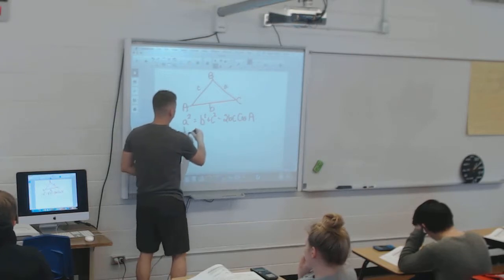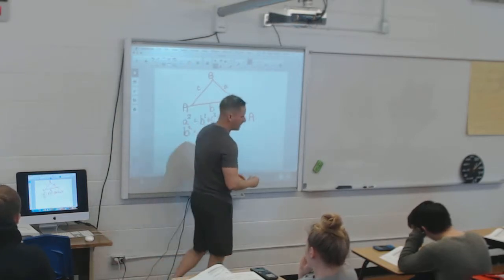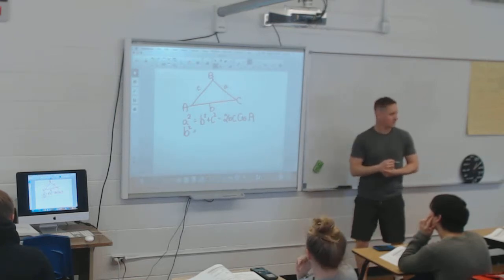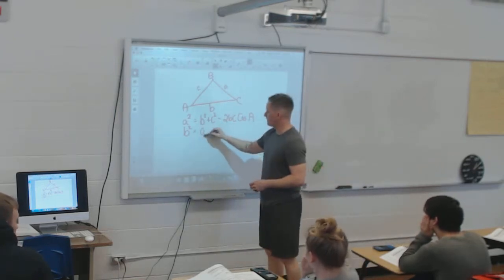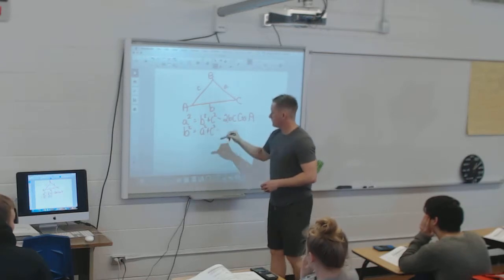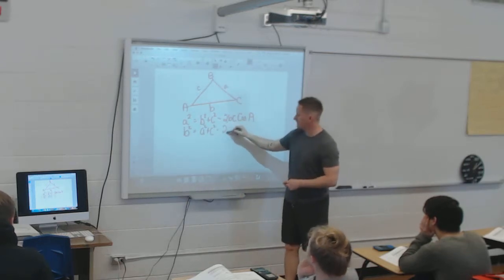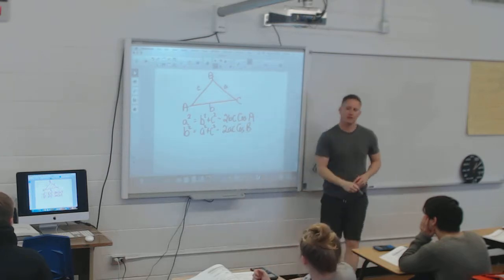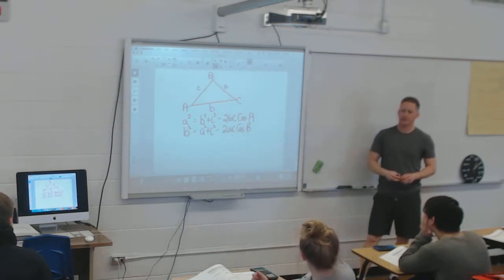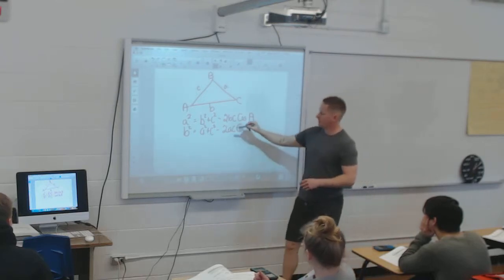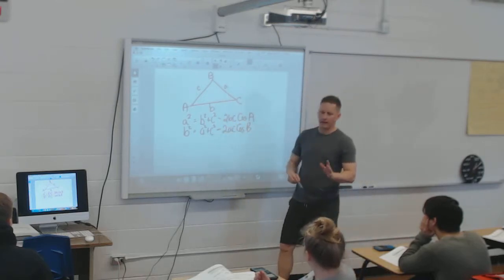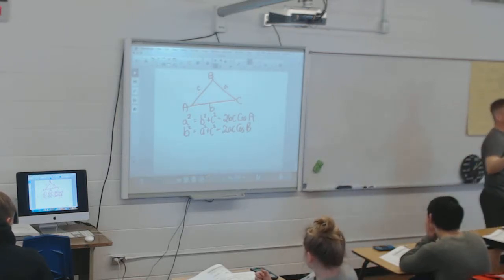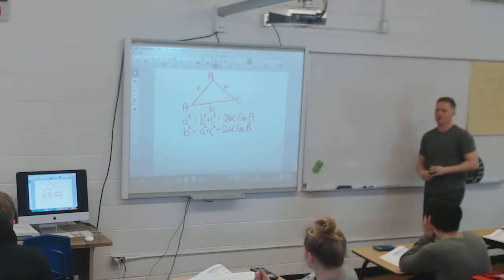If I was looking for b squared, what would the equation be for b squared now? A squared plus c squared minus 2ac cos B. Good. That's just subtract 2, not negative 2. We'll get to that in a second when we talk about angles. So if I'm looking for a side, that's how the law of cosines works.